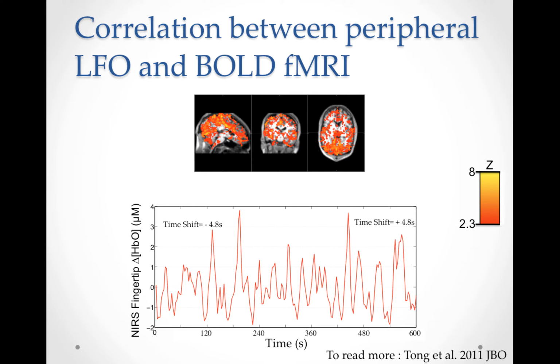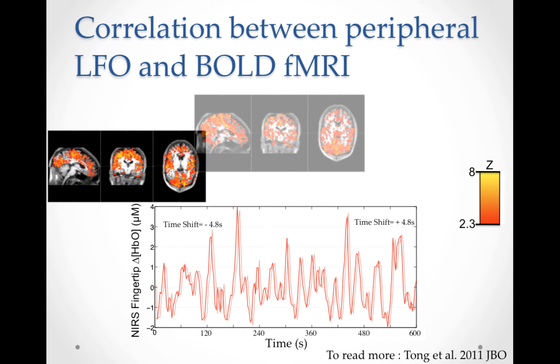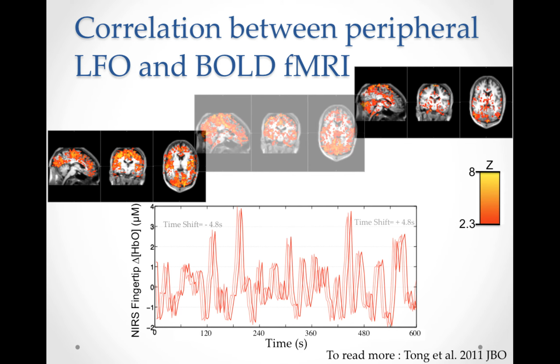When we correlate the peripheral NIRS signal with the time course of the voxels in the brain, you get high correlations in widely spread areas of the brain. You see it in the upper pictures. And when you now shift the peripheral NIRS time course, you get other regions close by in the brain which are now correlated. And if you do it again, other close by regions.